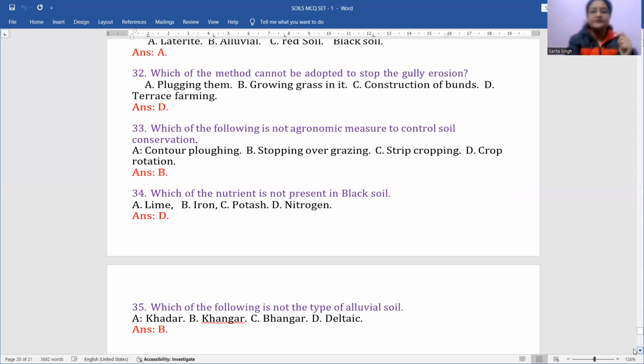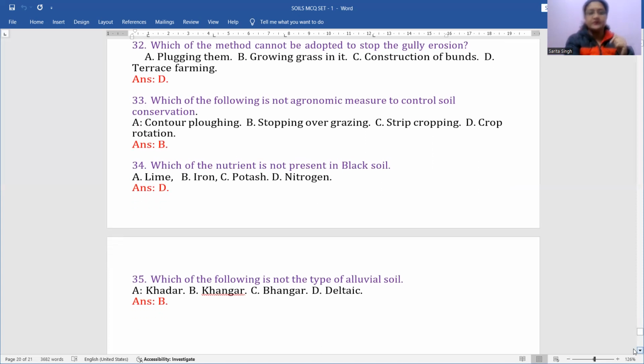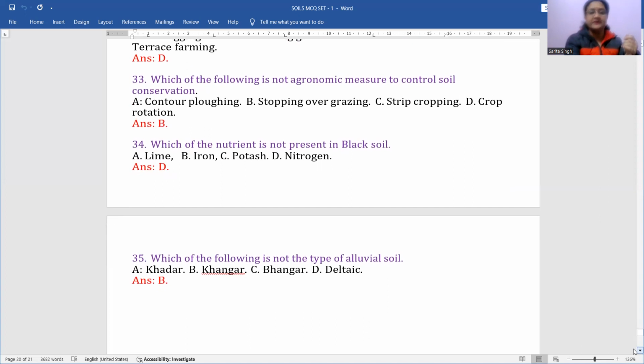ठीक है? Next है, which of the following is not agronomic measure to control soil conservation? इसमें best answer हो जाएगा contour ploughing, नहीं. The strip cropping, no, and crop rotation, no, none of these, but B option will be the correct one, that is stopping overgrazing. Okay, so next one is which of the nutrient is not present in black soil? Lime, iron, potash, and nitrogen. Nitrogen is actually lacking, right? Black soil is deficient in nitrogen, so you can easily take the D option.